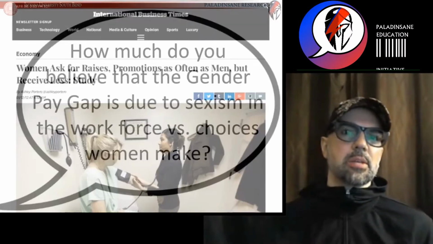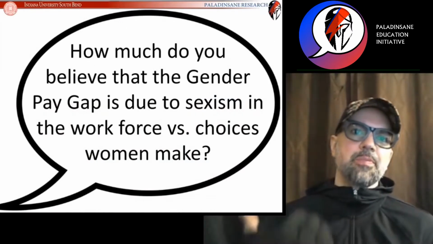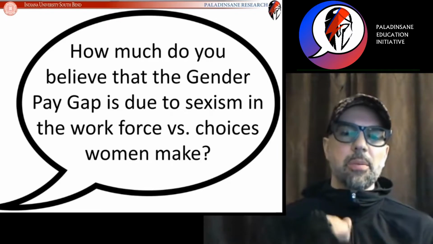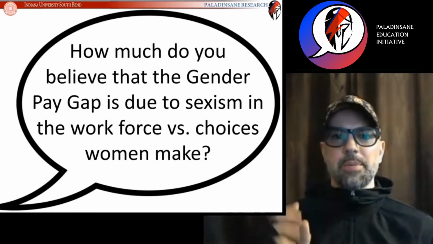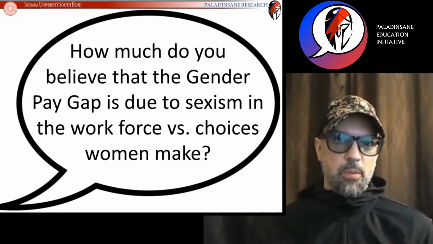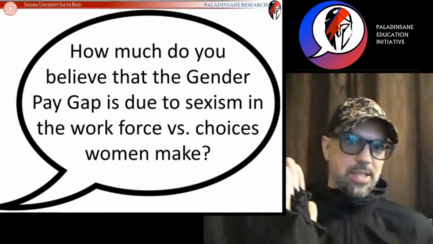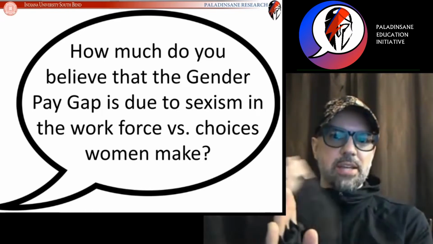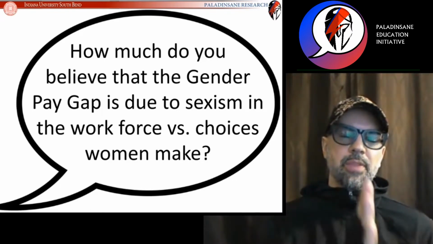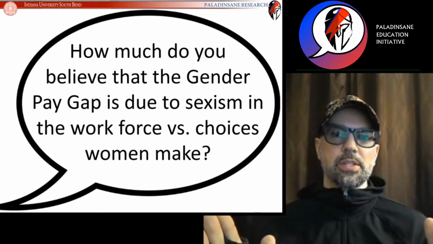So what I asked my students to do in a previous class was I asked them, how much do you believe, personally, that the gender pay gap is due to sexism in the workforce versus the choices that women make? And there was a sliding scale where they could choose the percent out of 0 to 100 that they believed was due to sexism and how much they thought was due to the choices that women make.